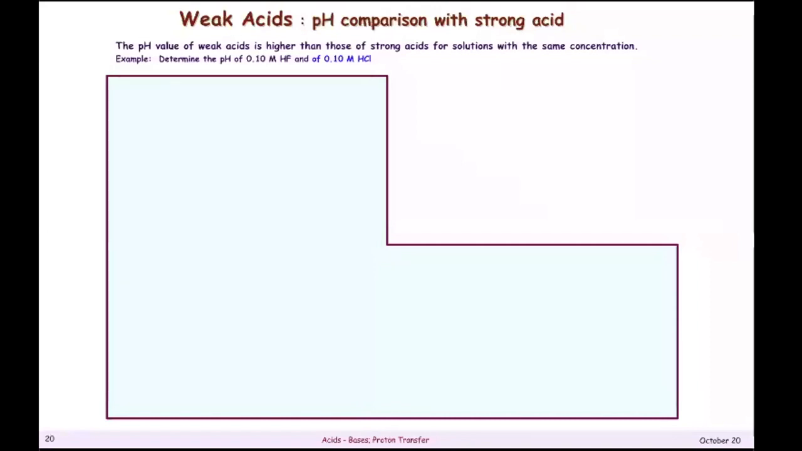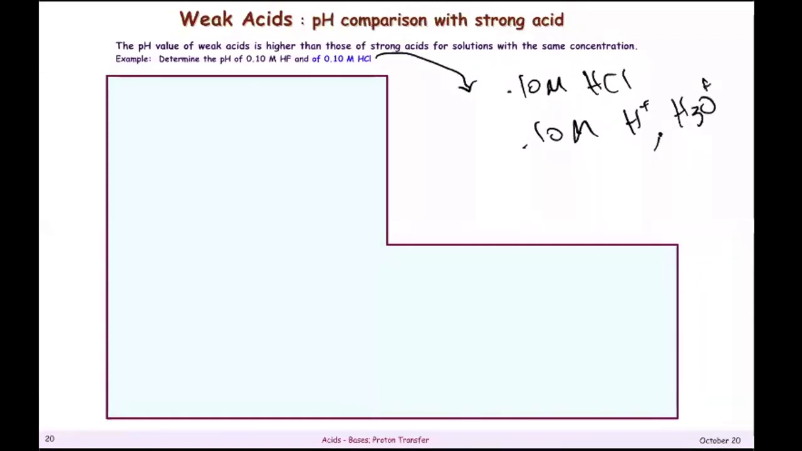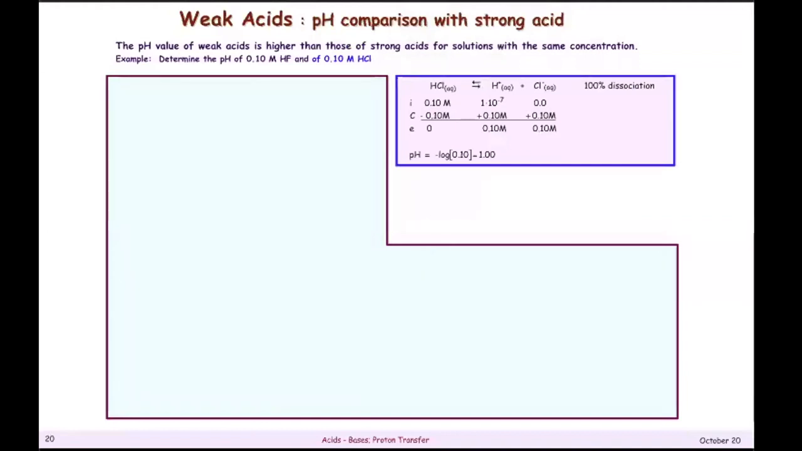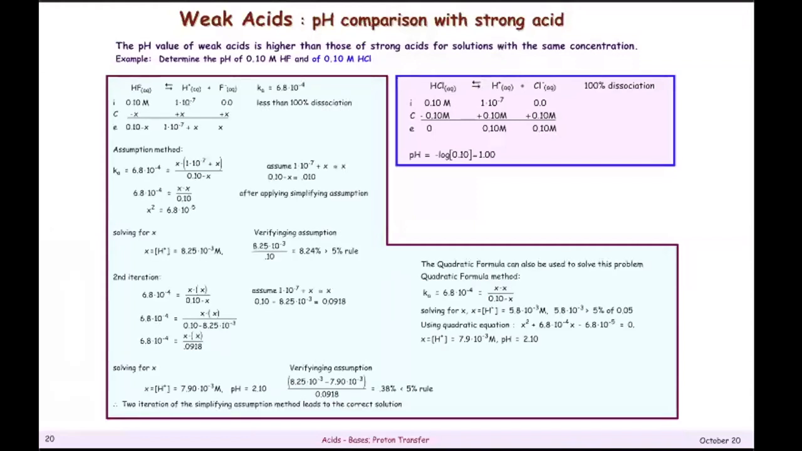You will need the Ka for HF. Okay, if you don't have the Ka for HF, you're not going to be able to solve this problem. You need to figure out how much of it dissociates. Anyway, we can solve this easily. If we've got 0.10 molar HCl, we also have 0.10 molar H plus or H3O plus, which means that this is 1 times 10 to the minus 1, pH is equal to 1. Okay, it's not hard. And you don't need a Ka for that. So that's what you see right here. Okay, that's what you see right here. This one, on the other hand, the HF is going to be a little bit more involved. And here's the solution. What I want to write down is 6.8 times 10 to the minus 4.